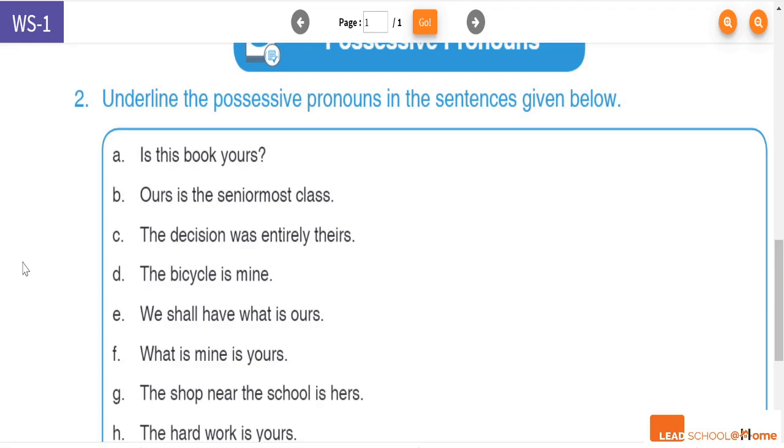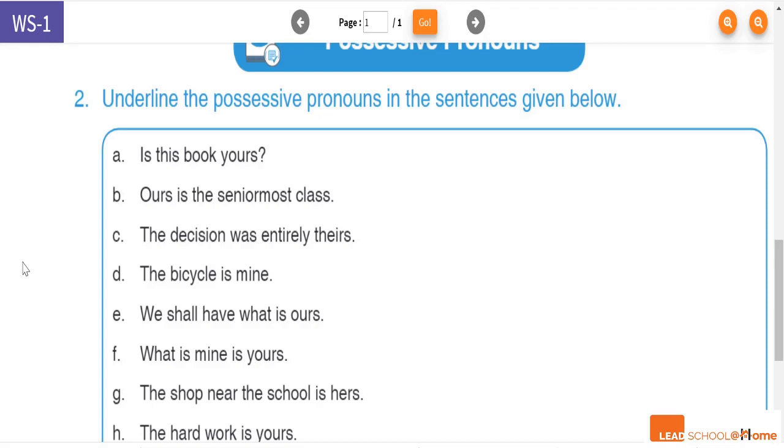Let's look at A. Is this book yours? Which is the possessive pronoun here? Correct. You have learnt it. The possessive pronoun here is yours. Y-O-U-R-S, yours. Right. Good. So please underline it. And the others who do not have the book, please write the word down in the notebook.